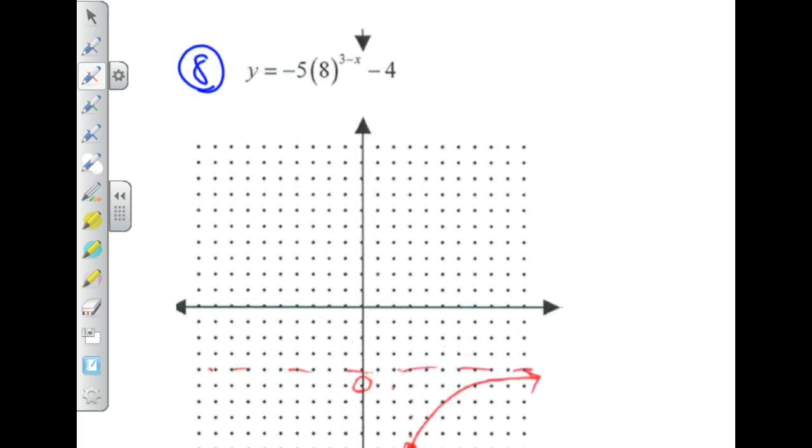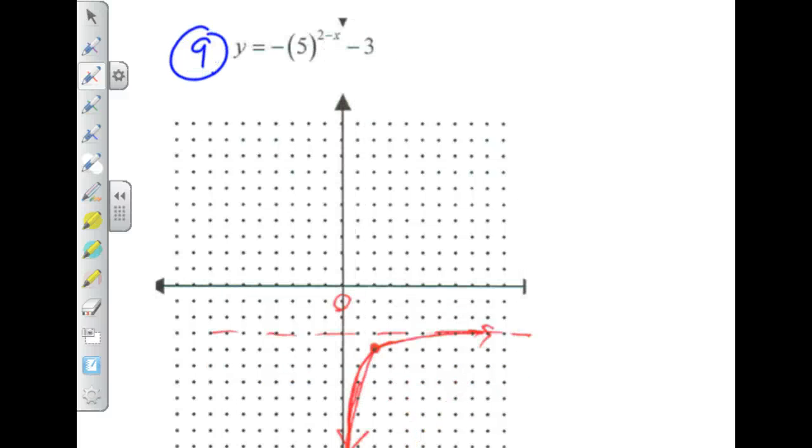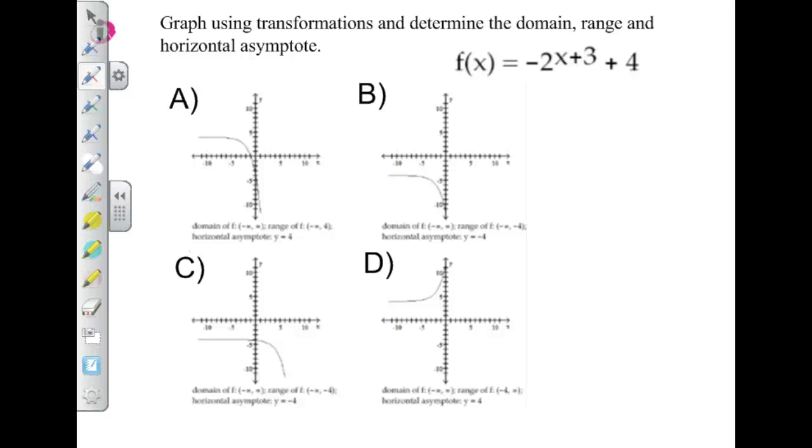There's number 8. Remember, the -x is going to cause decay, and this causes decay, so that's going to be a growth. And number 9, and the video is going long, so multiple choice.